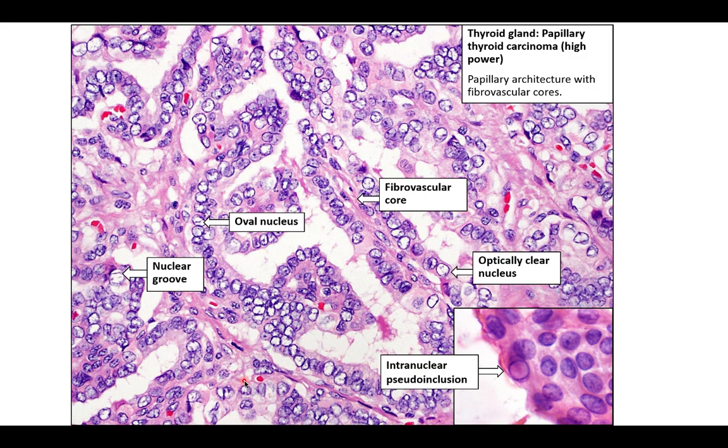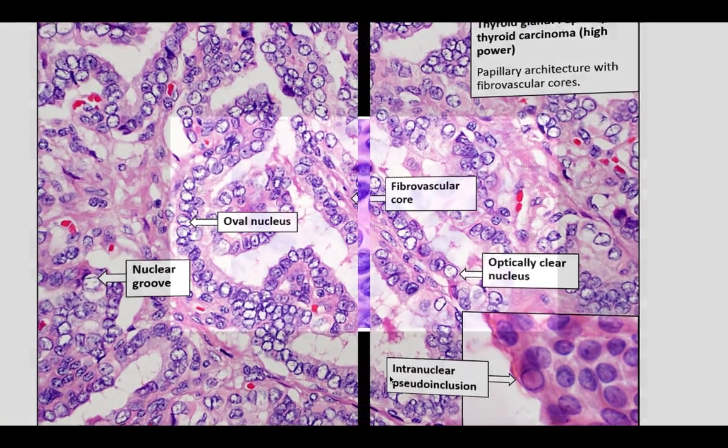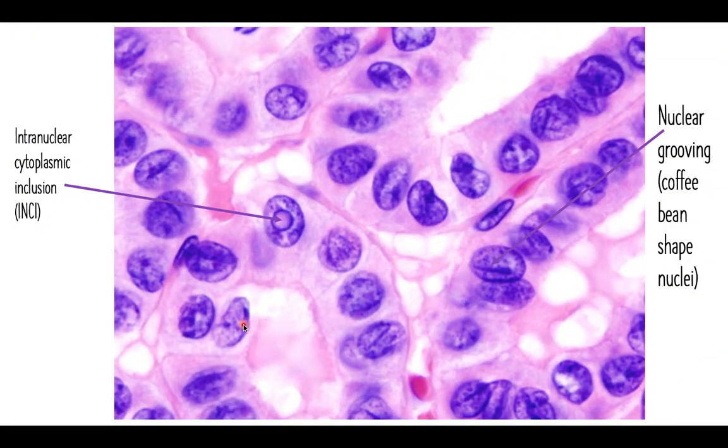and apart from that, there are nuclear features like an oval shape of the nuclei and nuclear grooving, the optically clear nucleus, as well as intranuclear pseudo-inclusion. All of these are the nuclear features of the papillary thyroid carcinoma. And you can see under higher power magnification, very nice intranuclear cytoplasmic inclusion, as well as coffee bean shaped nuclei or nuclear grooving.